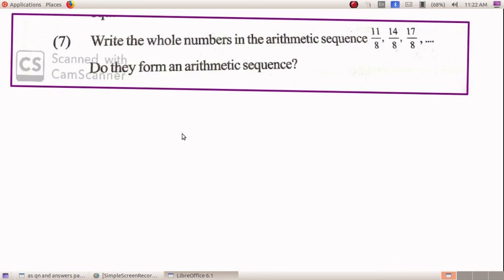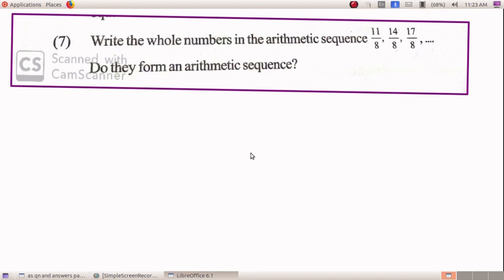Here the last question. You need to check, are there any whole numbers in the sequence 11 by 8, 14 by 8, 17 by 8, etc.? That means the whole numbers which come in this sequence form another arithmetic sequence. You are asked to check whether the whole numbers which come in this sequence will form another arithmetic sequence. That means when we write down different terms of this sequence, at times we will get whole numbers, meaning integers. And now when those integers are written one after the other, do those integers form an arithmetic sequence? That is the question.